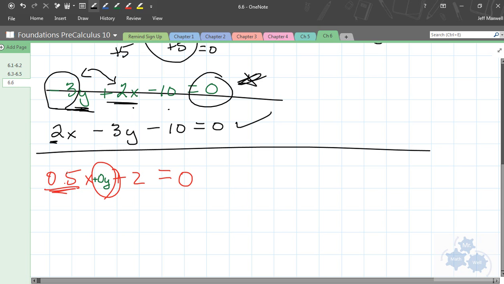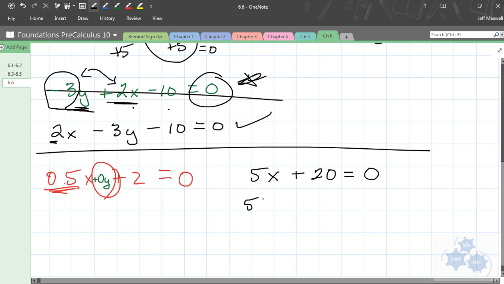Times 10. Okay, you could multiply it by 10 to get rid of the decimal, or you could also multiply it by 2 to make that a 1. So multiply by 10, that's totally fine. I'm going to do that. 5x plus, do I have to multiply this 2 by 10 as well? Yes, I do. 20, and 0 times 10 is still 0. So now this right here is better. If we were actually going to put it in general form, though, what should we include?